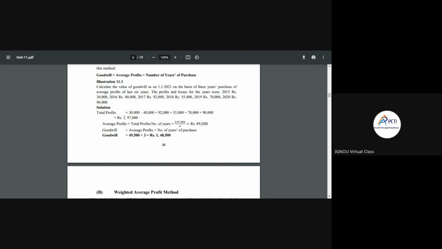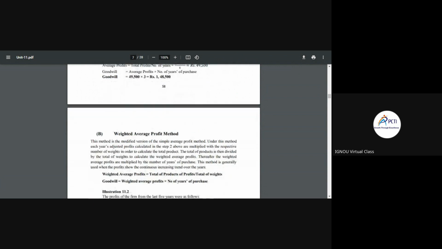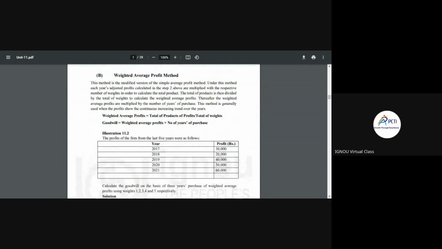So the total profit we add, and we deduct the loss which occurred in a particular year. In the case of average profit, first of all, we take the total profit and we divide it by the number of years. We have here total profit of rupees 2,97,000, and we divide this by the number of years, that will be 6. So our average profit is 49,500. In the case of goodwill, average profit multiplied by number of years of purchase, 49,500 multiplied by 3 is equal to 1,48,500.